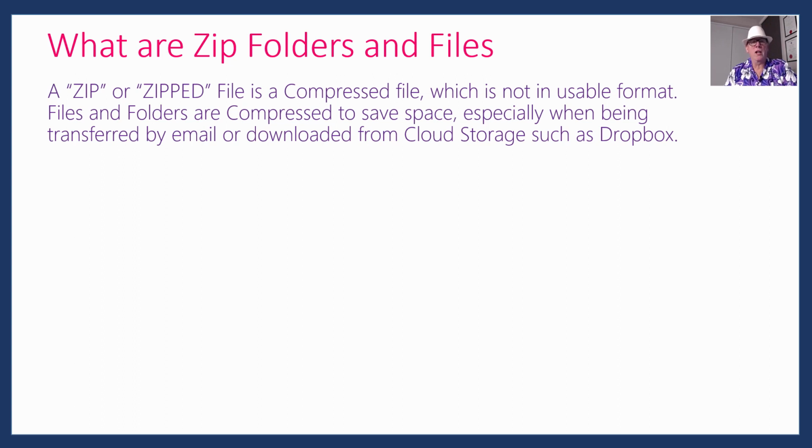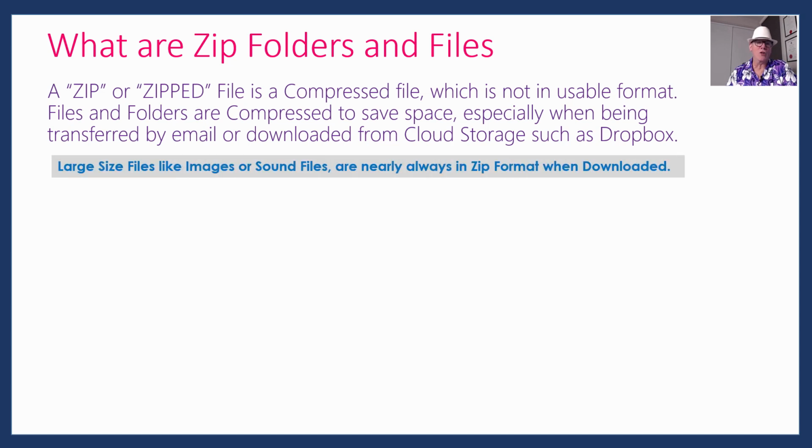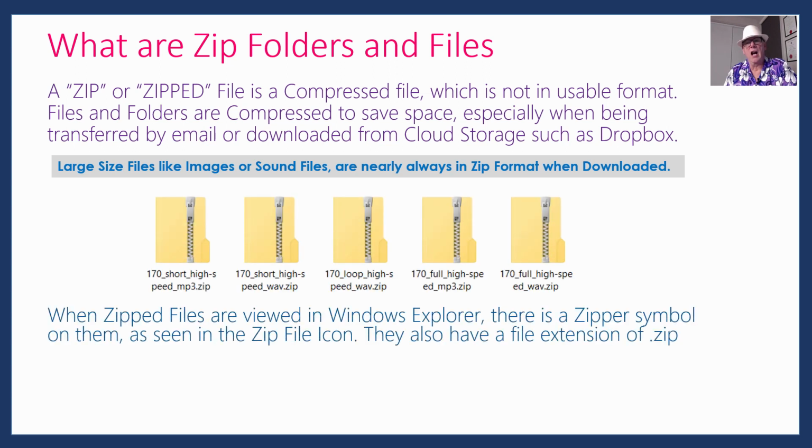because the original file was too big to put in an email, or it could be downloaded from cloud storage such as Dropbox or from a OneDrive link. Large files, particularly images and sound files, often have to be put into zip format. Often when you download one from a site, so if you're looking for sound effects for a VB.NET game and you download it from a website, it's going to be a zip folder like this, and you can tell because they've got this zipper symbol on the folder when you look at them in Windows Explorer, and they also end in .zip.